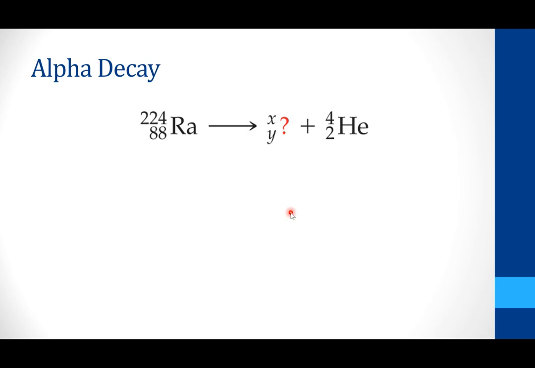So let's look at an example. Here we have an example of an unstable isotope. It is going to undergo alpha decay, so it's going to emit an alpha particle. What is the new stable isotope that forms? Go ahead and pause your video, see if you can figure it out. Then I'll walk you through it.